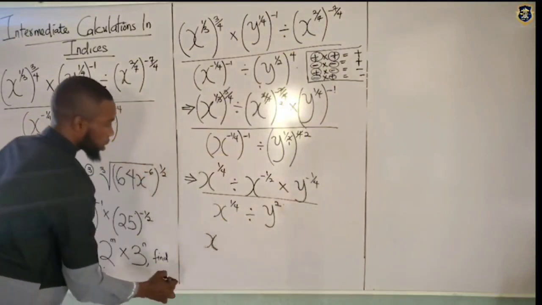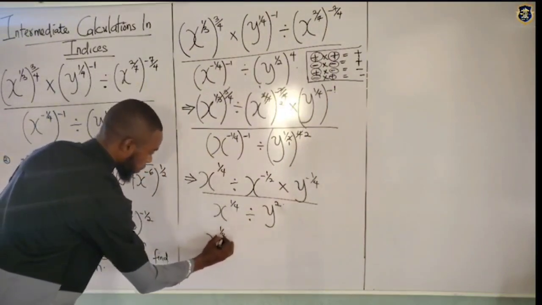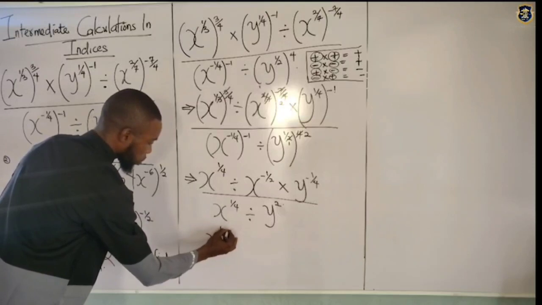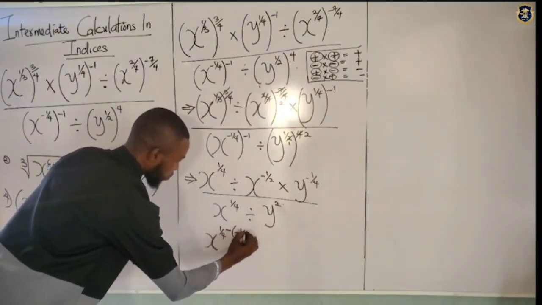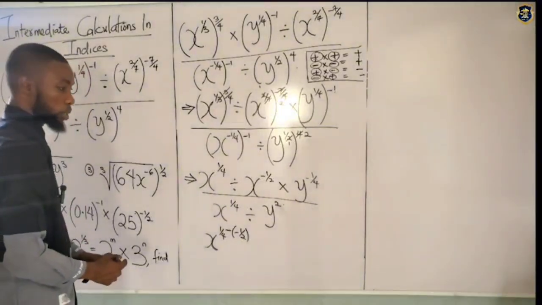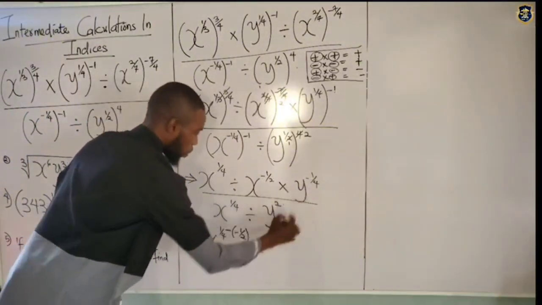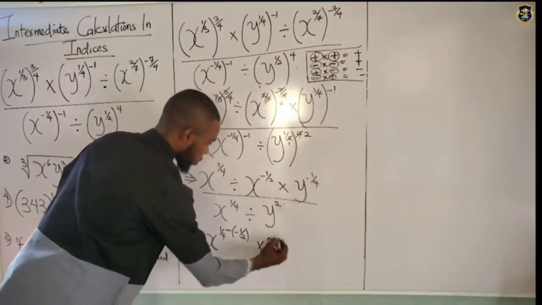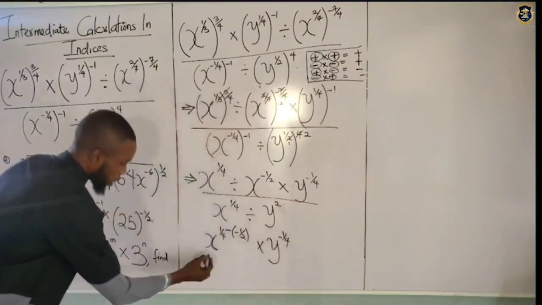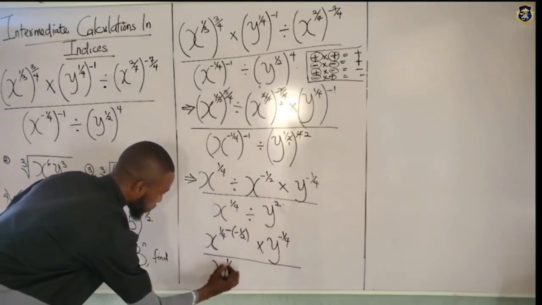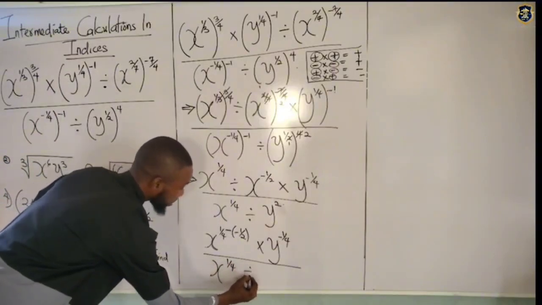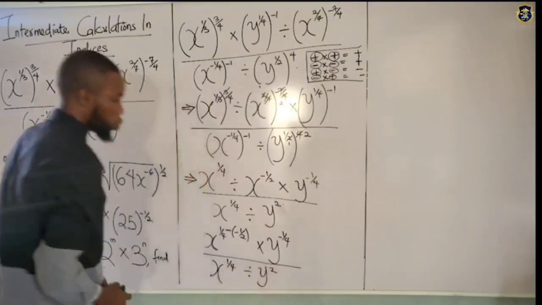One of the bases is x raised to the power of what? 1 over 4. This one will make it minus. But we have a minus 1 over 2 here, so we'll open the bracket and put minus 1 over 2, right? Times, we have a y now, y raised to the power of what? Minus 1 over 4. If we divide both sides, we are left with x raised to the power of 1 over 4 divided by y raised to the power of 2.